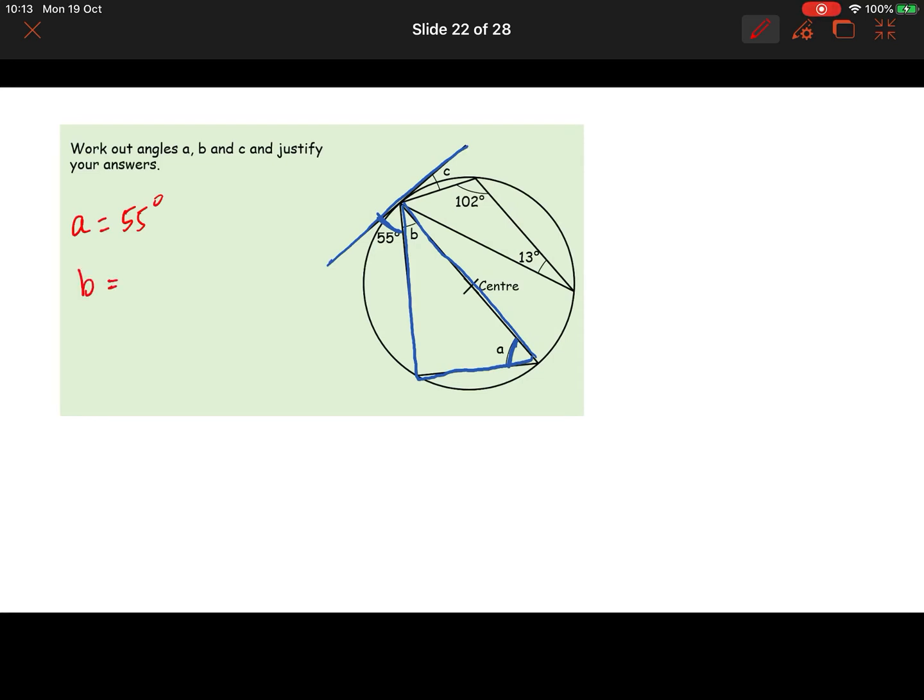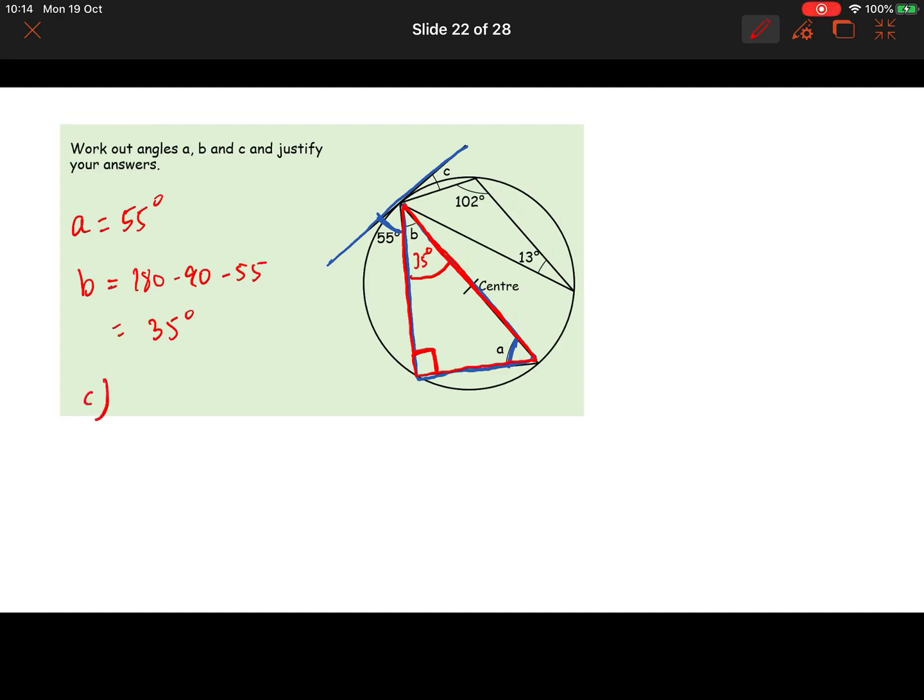What is angle B? Okay, we're combining lots and lots of rules here. Notice this is a diameter. So this triangle has a base as a diameter, so it's a semicircle. So this is a right angle. Okay, so B must be equal to 180 minus 90 minus 55, which is 35 degrees. So B is equal to 35 degrees.